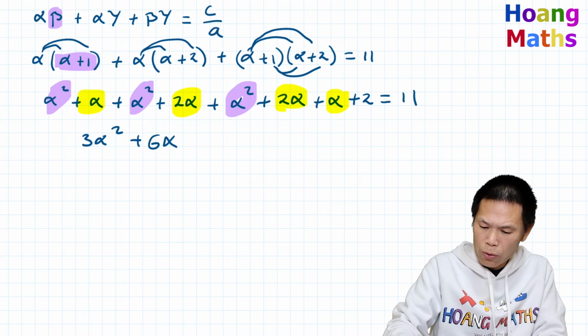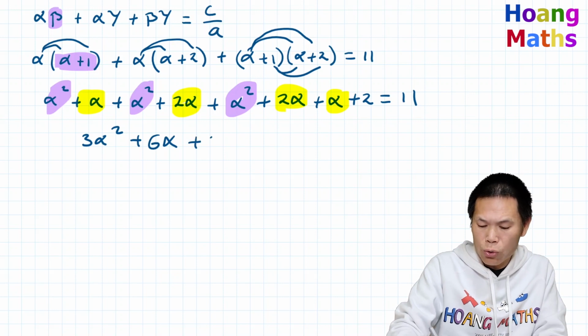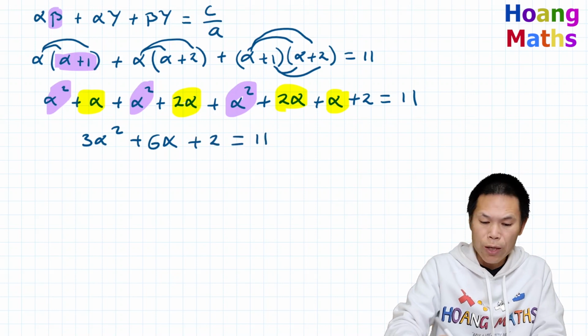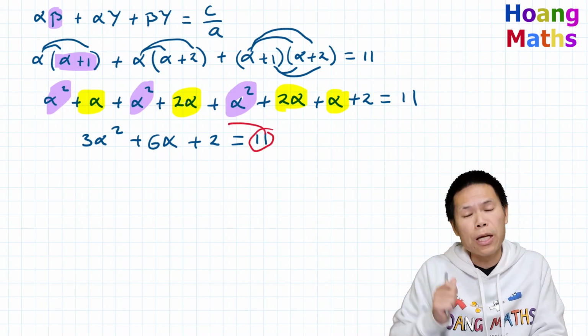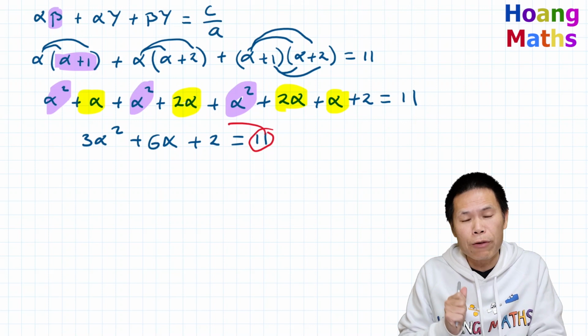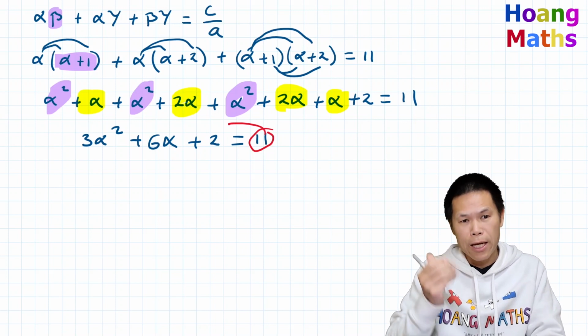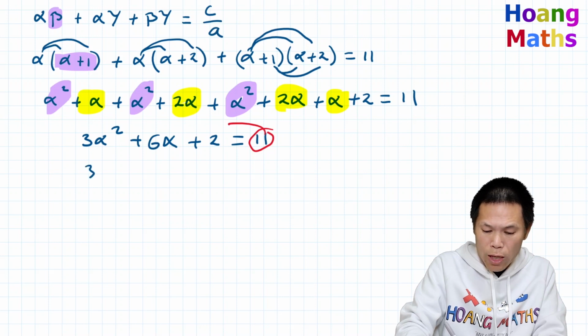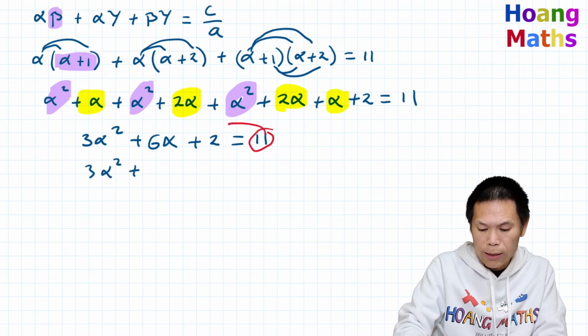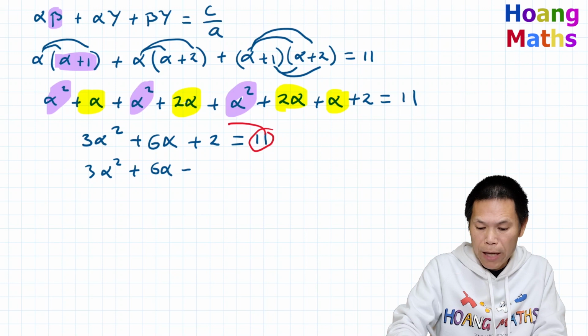And now what we do, let me just write this down first. So plus 2 is equal to 11. And if I move this 11 to this side, it becomes negative. So 2 minus 11 is negative 9. Let me just write this down. So that is 3 alpha squared plus 6 alpha minus 9 is equal to 0.